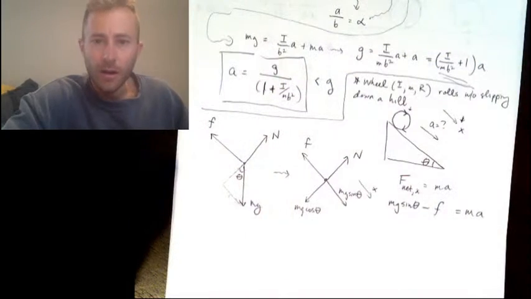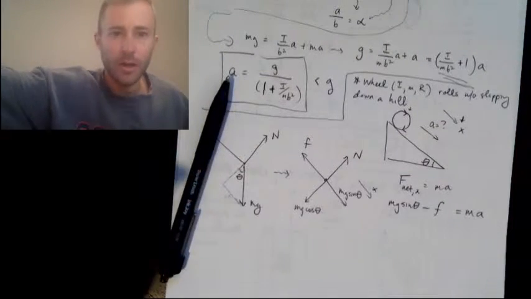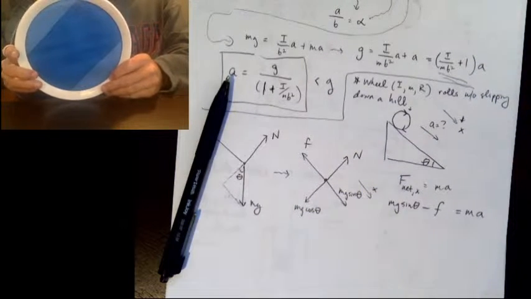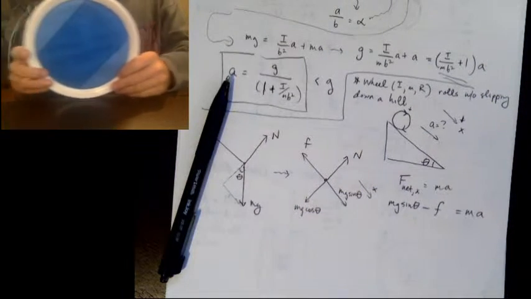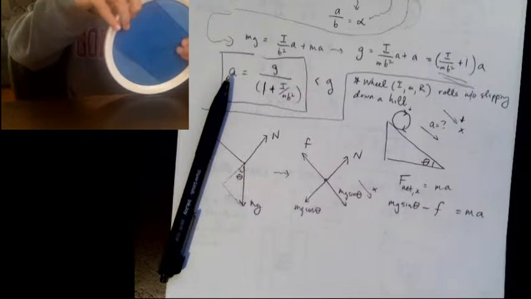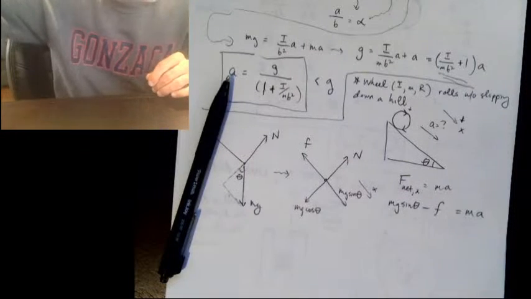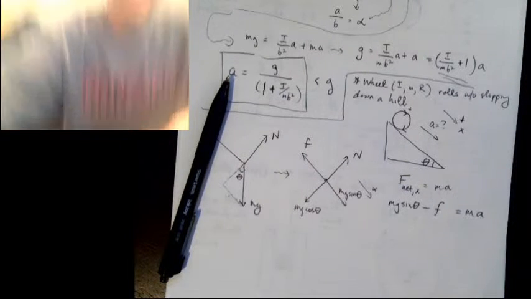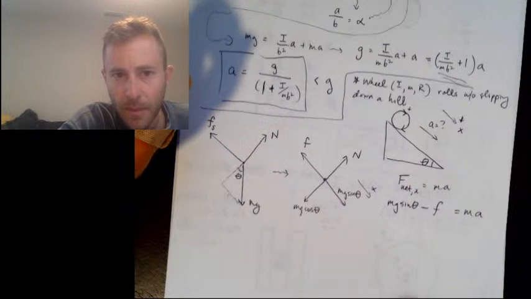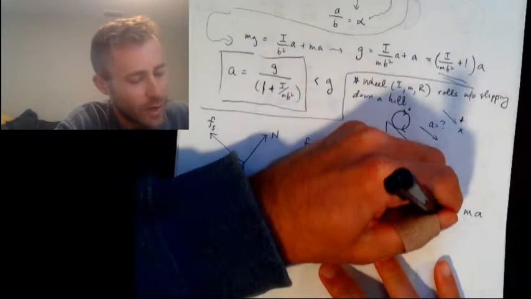Now what I want to point out is that when something is rolling without slipping, kinetic friction would mean the surfaces are rubbing across each other. Rolling means that the surfaces are not rubbing across each other. So rolling is actually static friction. Static friction. So this is static friction, this is static friction, this is static friction.